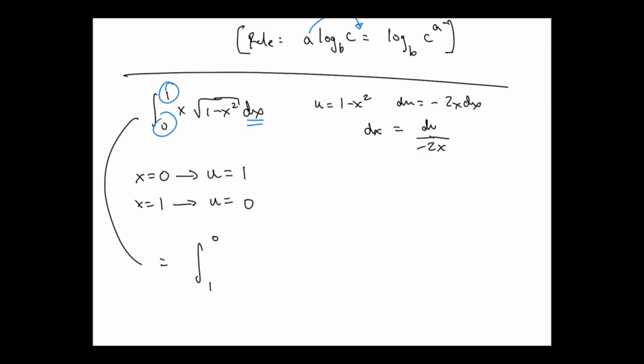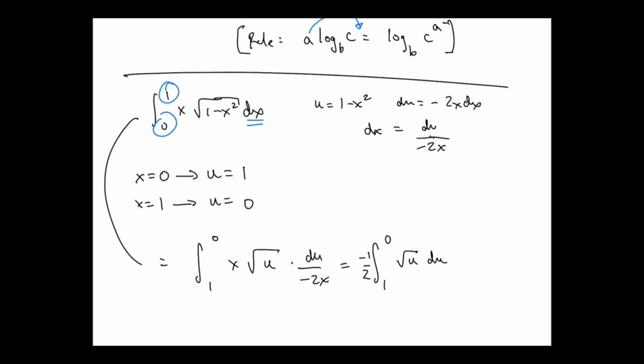And so this integral is now turned into the integral from 1 to 0, and yes, I know that seems backwards. And then we've got x square root of u times du over negative 2x. The x's cancel. All right, 1 to 0 of, it'd be what? Root u du. Does it bother anybody that it's 1 to 0 instead of 0 to 1?